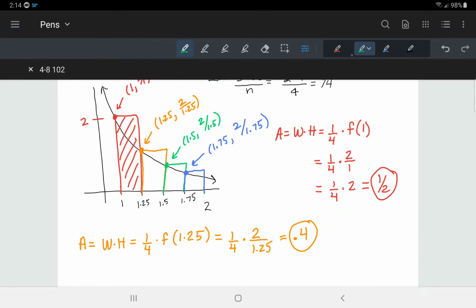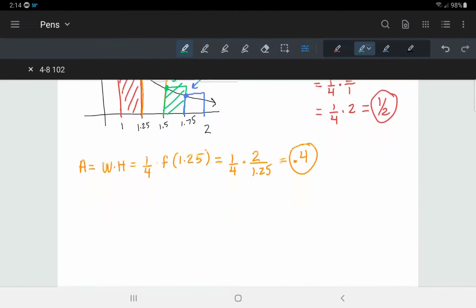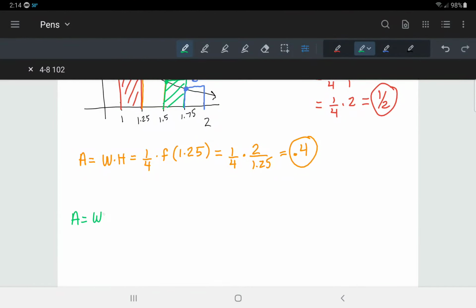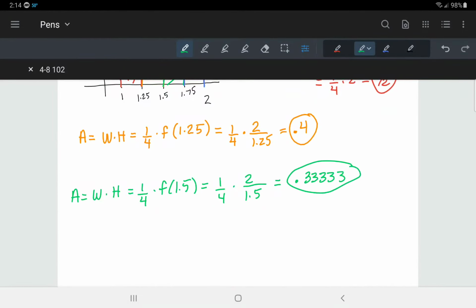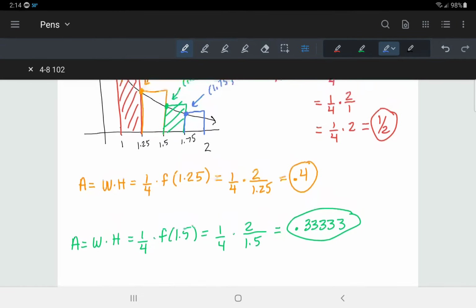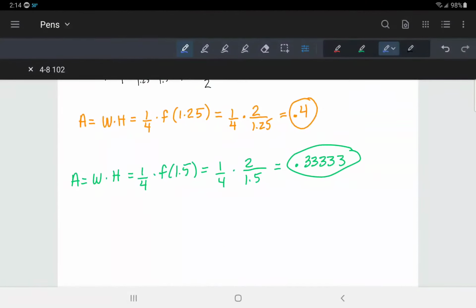Then we move on to the green. This rectangle, again, width times height. The width is 1/4. The height is the function evaluated at the left-hand endpoint, which is 1.5. So this is 1/4 times 2 divided by 1.5. And when you put this into your calculator, you should get 1/3. And you can use the decimal approximation here, or you can use the fraction. It doesn't matter.